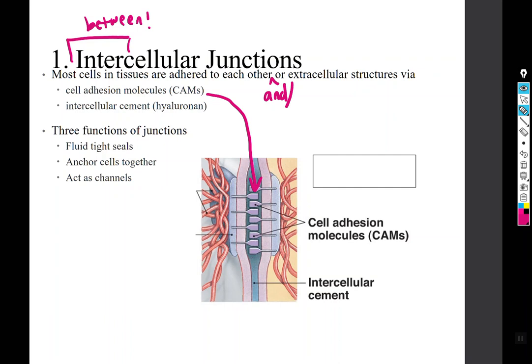So the three functions of intercellular junctions include fluid-tight seals. This helps you keep your body water where it's supposed to be. So blood stays in the blood tubes, intracellular fluid stays inside of cells, extracellular fluid stays where it's supposed to go. It also helps to anchor cells together and act as channels in the case of gap junctions, which I'll show you momentarily.